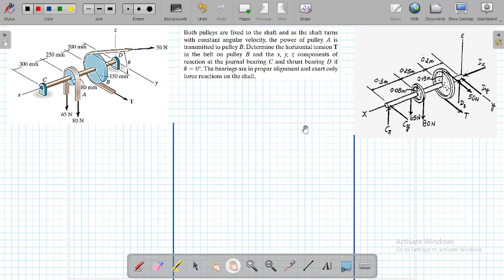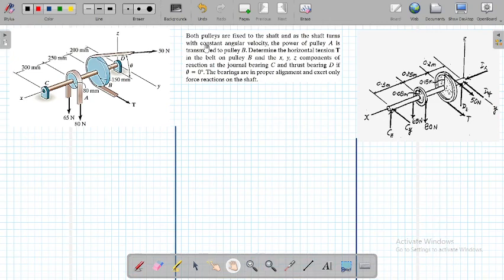Let's solve this problem which is related to chapter 5 and the subtopic is 3D supports, a very challenging and basically numerical problem. The problem says that both pulleys are fixed to the shaft. You have one pulley, this is pulley A. The blue one is pulley A and the other blue one is pulley B, and on these pulleys this long bar is called the shaft.